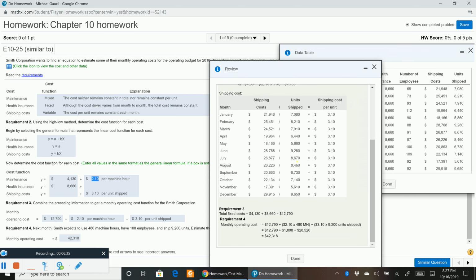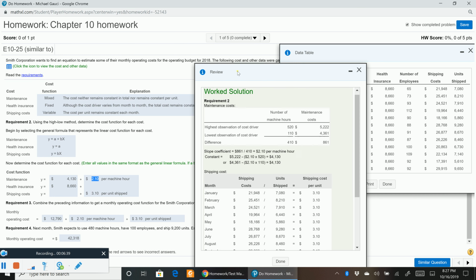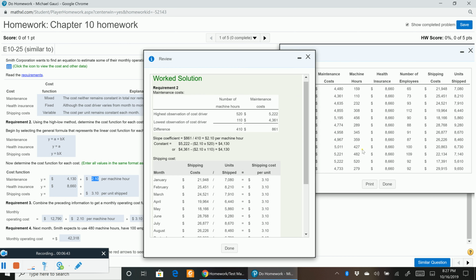What we're going to do is use a method called the high-low method. Basically, the high-low method is a method to try to estimate, with a mixed cost, the fixed piece as well as the variable cost per unit. And what you're going to do is take a look at all of the data that we're trying to analyze. You are going to take the high point in the cost driver.